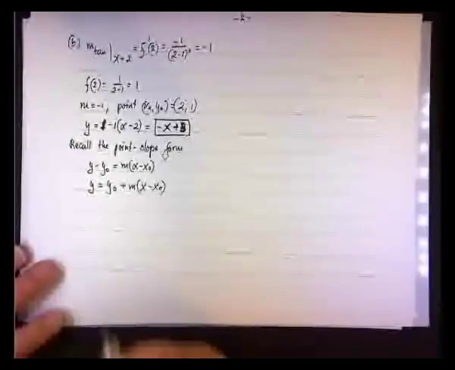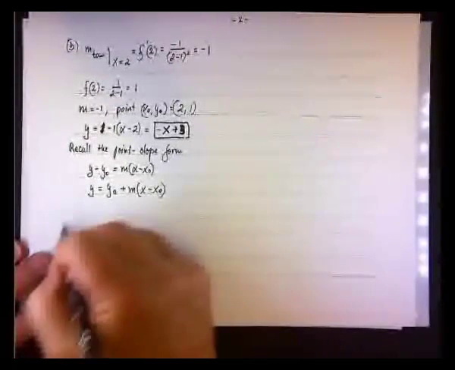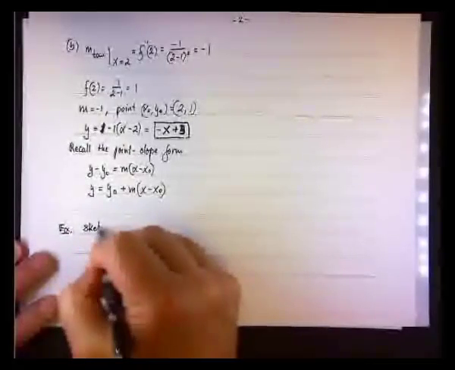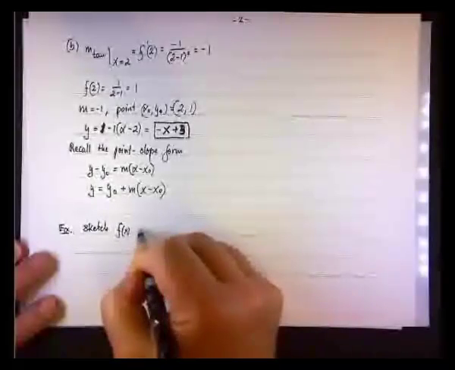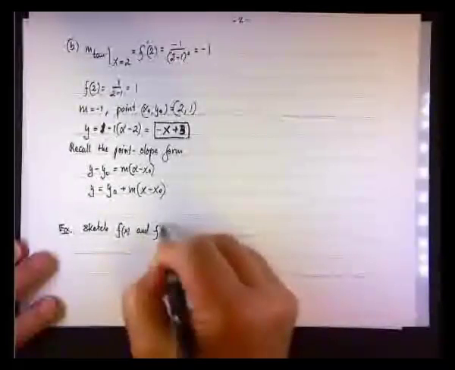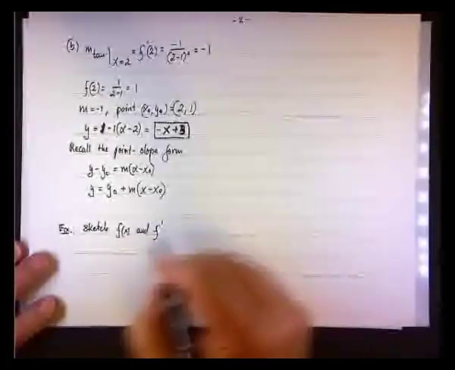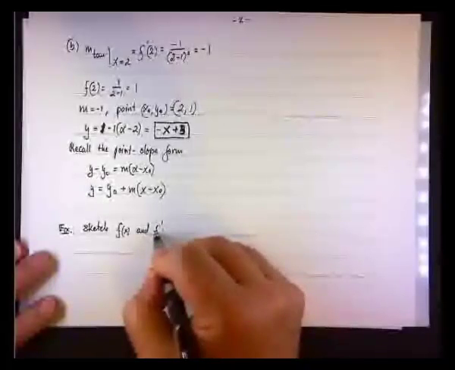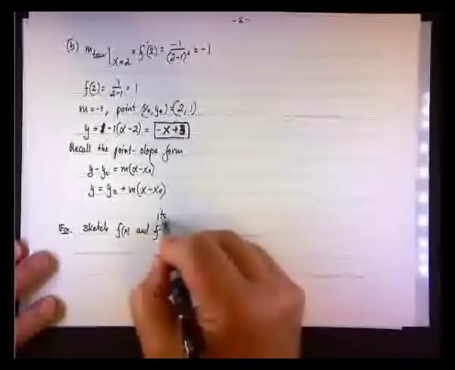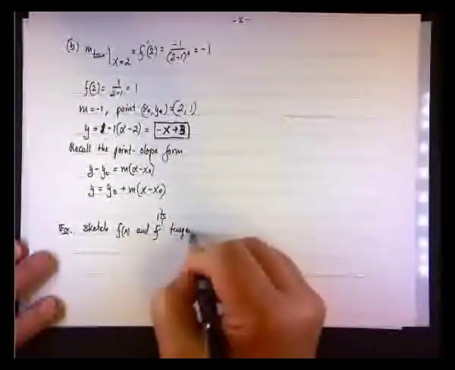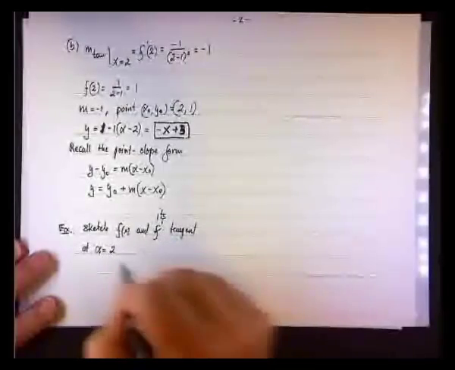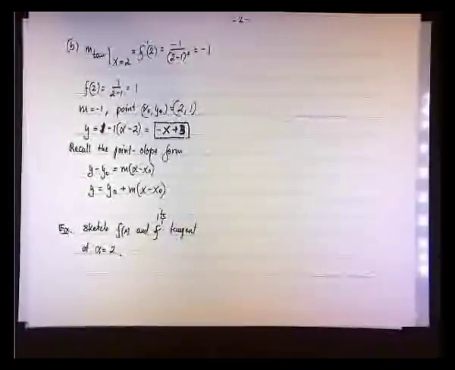So let's add part C. Let's read it as an exercise: sketch f of x and its tangent at x equals 2. So let me write this out.